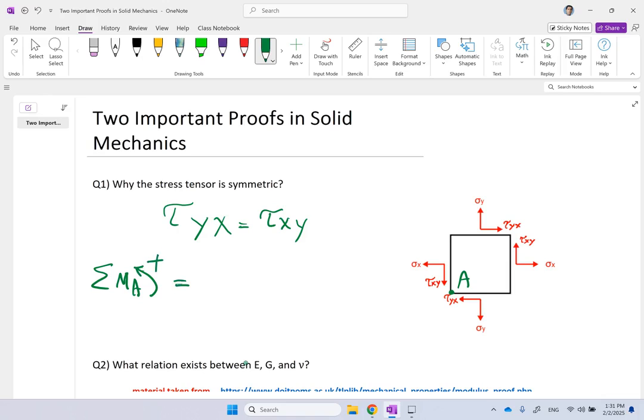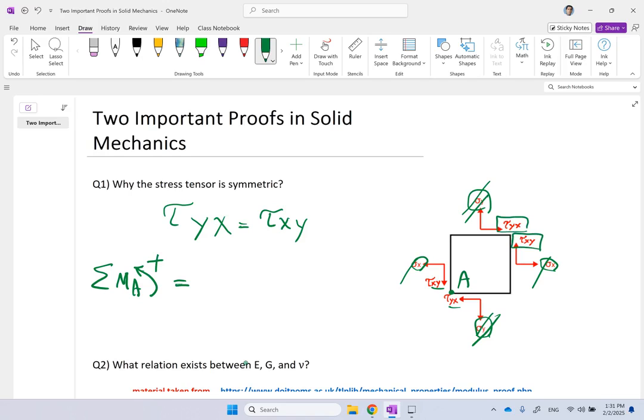What would you get? Well, these two sigma x's would cancel each other. They both have the same arm, which is dy over 2. The same goes for these two sigma y's. They again both share the same length dx. They are collinear, so those will cancel each other. They will not have a total net moment. This tau yx and this tau xy pass through the point, so they will have no effect whatsoever as well. The only thing remaining that we have to count is this one and this one.